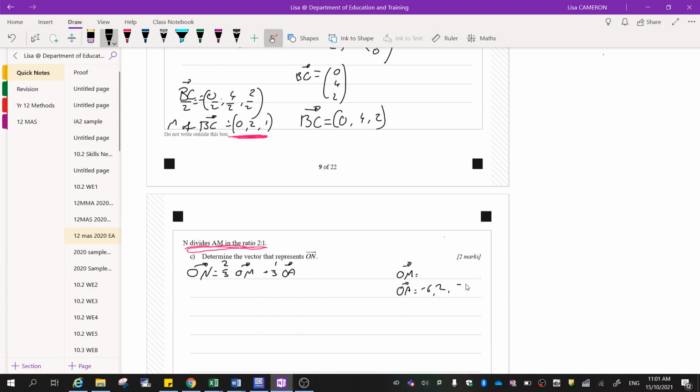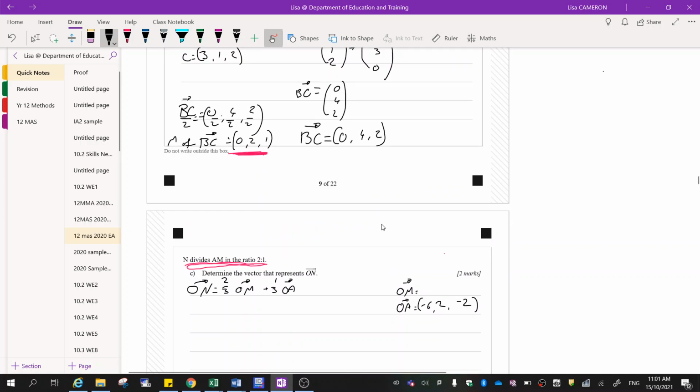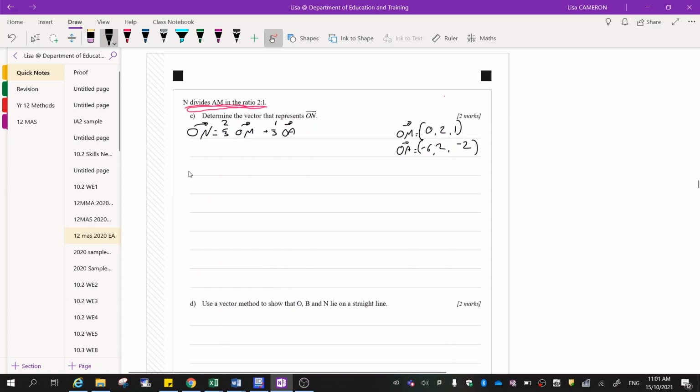-6, 2, and -2. And then vector OM, which we worked out just here, is 0, 2, and 1. Okay. So what we're going to do here is take 2/3 of 0, 2, and 1 plus 1/3 of -6, 2, and -2. If we expand it out, I'm just going to do it all tech-free. You can do this in your head anyway.